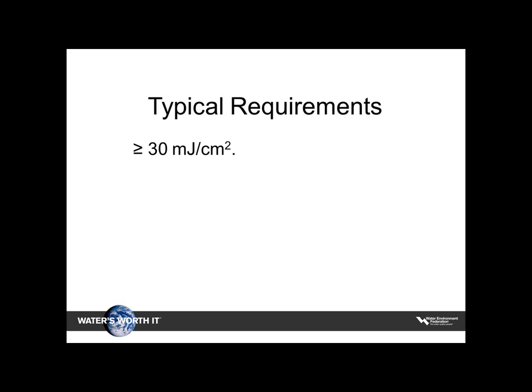Some of the other requirements that you might see out there. Again, typical requirements, 30 millijoules per centimeter squared, and now you know where that number comes from. I think Gary mentioned before the inactivation can be anywhere from 5 to 100. You see the range all over the place. But as a floor, I would be willing to guess the majority of the states would look at 30 as a minimum, again falling back to the Ten States Standards. And then if you're going to a higher quality water or something of that nature, maybe even more.